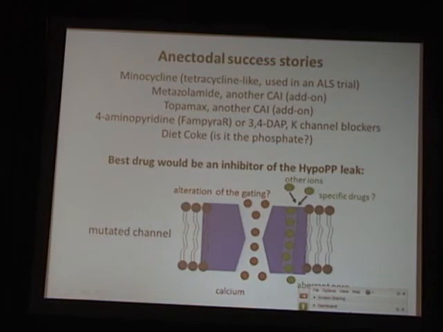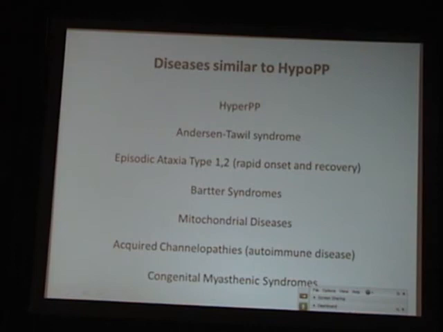Because we have so many undetected mutations now, there are always case reports of anecdotal success stories of medication that work in certain cases. And of course, we are looking for a drug that inhibits the additional omega pore; that would be a very, very good drug against hypo-PP. And these differential diagnoses like episodic ataxia and mitochondrial diseases, we talked about that yesterday.